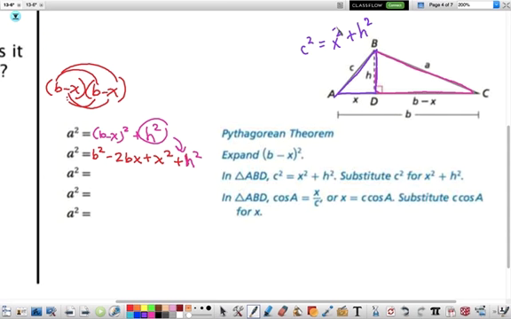I want to get rid of X's and H's, right? So what should I call this? C squared. So let's rewrite it. B squared minus 2bx plus C squared. Great. Now I only have one more thing to get rid of. X. If you can see how you can get rid of X, that would be a really good sign.